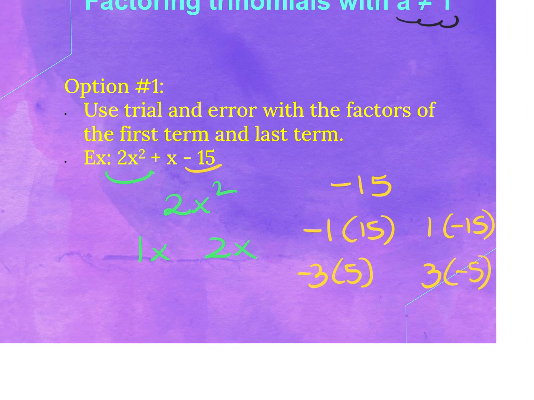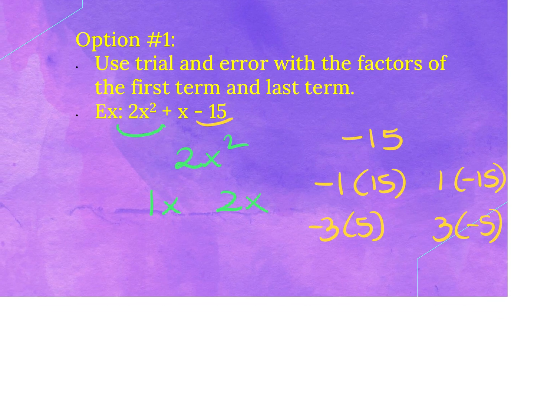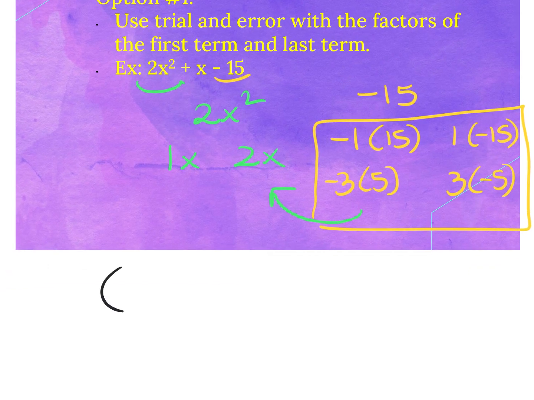Now what you need to do is figure out which one of these four combinations is going to work with this combination in order to FOIL back to give you the original problem. So for example, you'll set up your binomials. I'm going to take the factors of the green and I'm going to put them here. So 1x, 2x. It doesn't matter which way you put them in. Now, out of the four options that are in yellow, I need to start placing them in there and then FOILing it till I find the one that works.